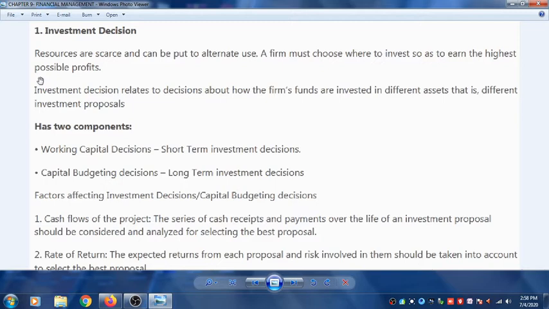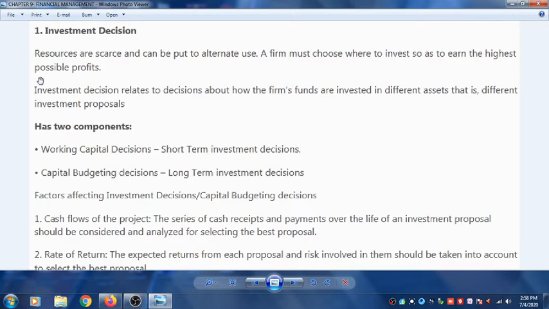Investment decision has two components. The first is working capital decision, that is the short term investment decision which is required for the day to day running of the business. And the second component of investment decision is capital budgeting decision, that is long-term investment decision, that is buying the assets, long-term assets of the company.